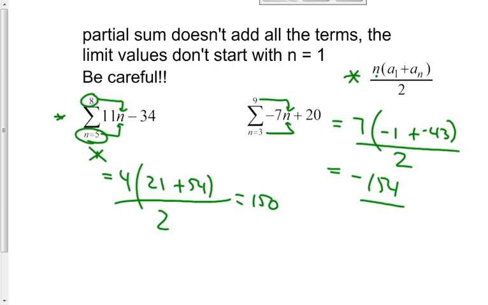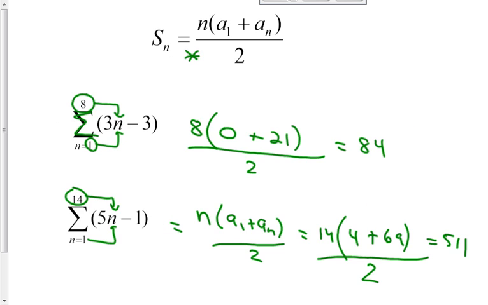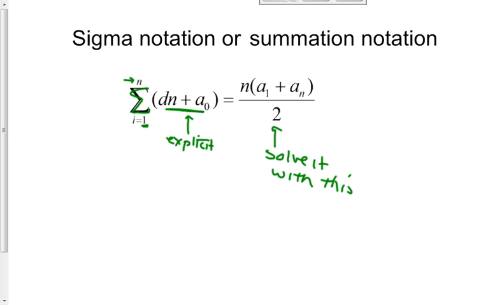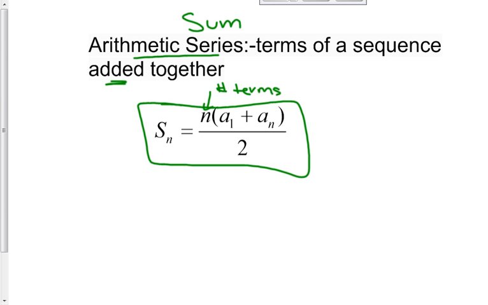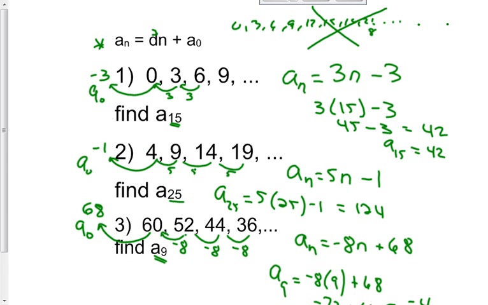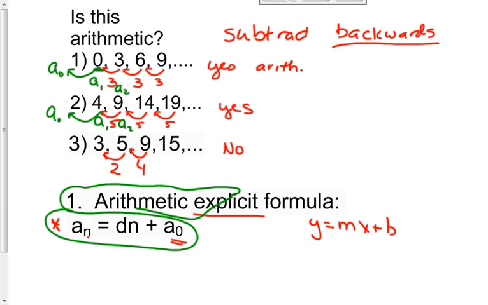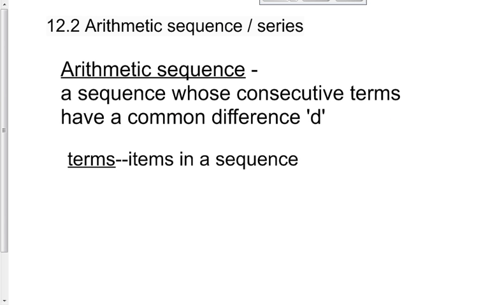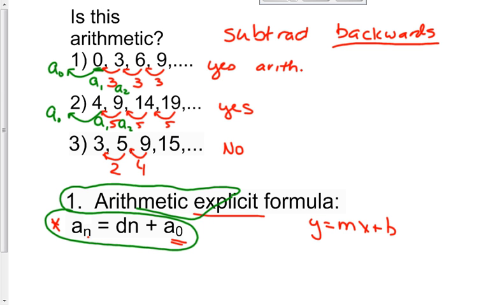All right, I do believe that's it. So 2 formulas that you have to make sure you have in your notes and in your cheat sheet. The first one, or the second one actually, is your summation formula. And then the first one is your explicit formula for an arithmetic sequence. Right here. A sub n equals dn plus a sub 0. All right, there you go, section 12.2.